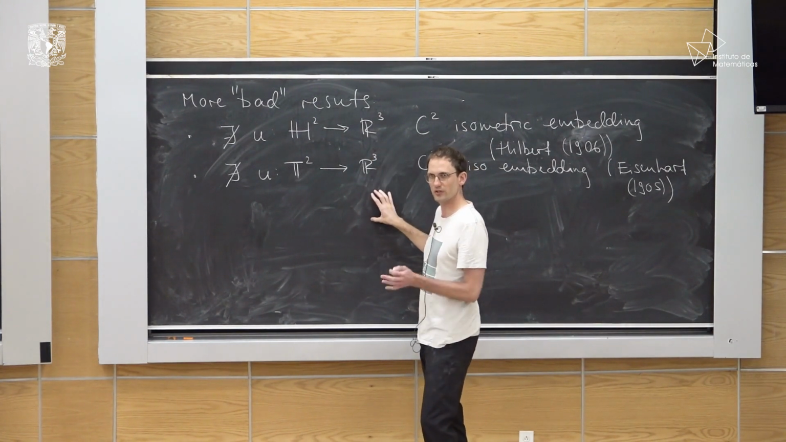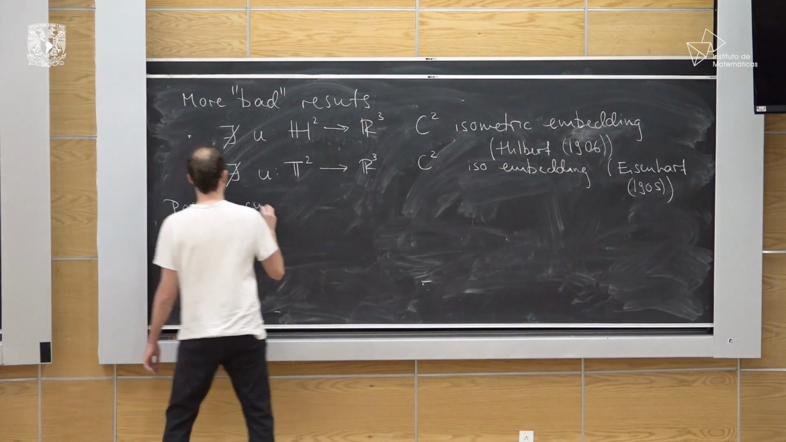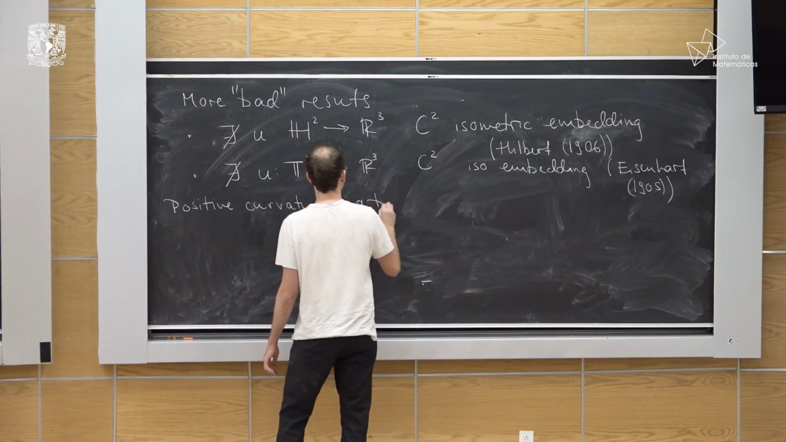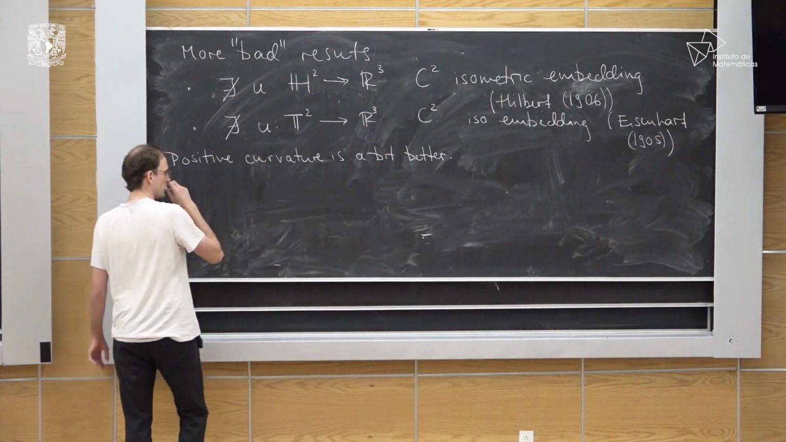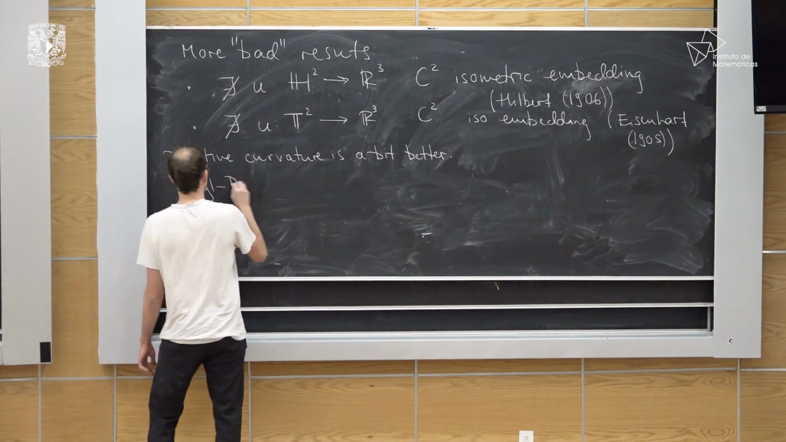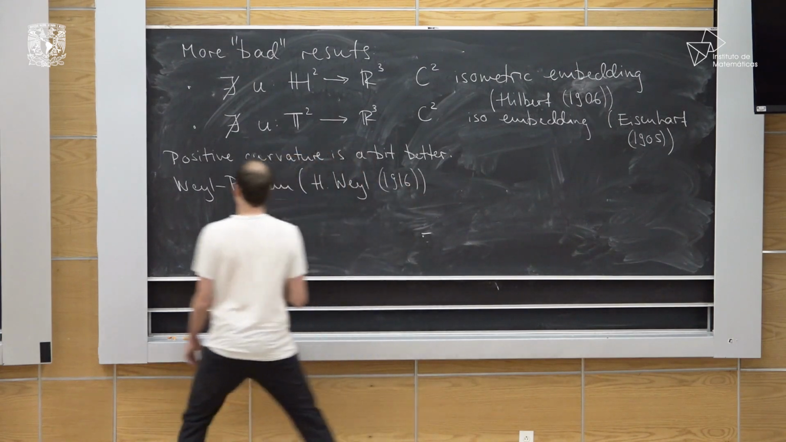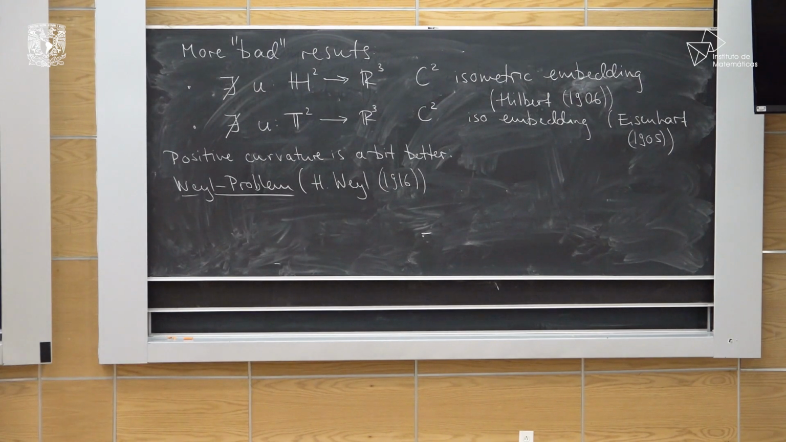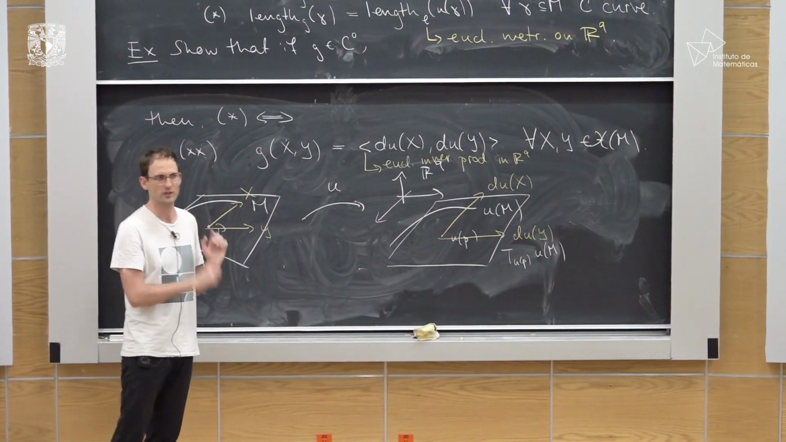If you have positive curvature, the situation is a bit better. And so this was considered by Weyl. So positive curvature is a bit better. So Weyl considered in 1916 the Weyl problem. This was Hermann Weyl. He was interested in this very specific situation where your manifold is just a sphere and you have a metric on it which has positive Gaussian curvature. It's like a convex body. And what he wanted to show is that any metric on S2 with positive Gaussian curvature, you can realize it as some nice convex surface in R3.